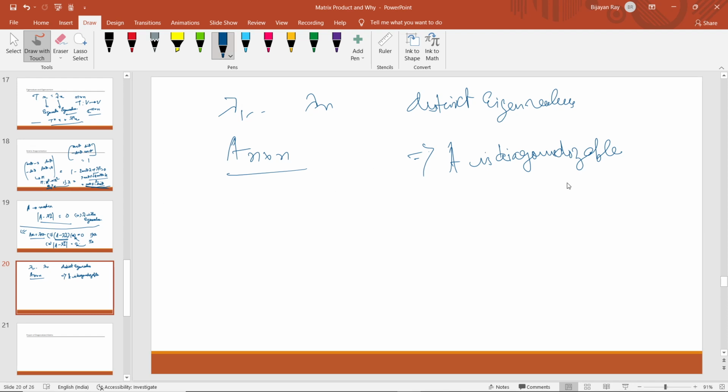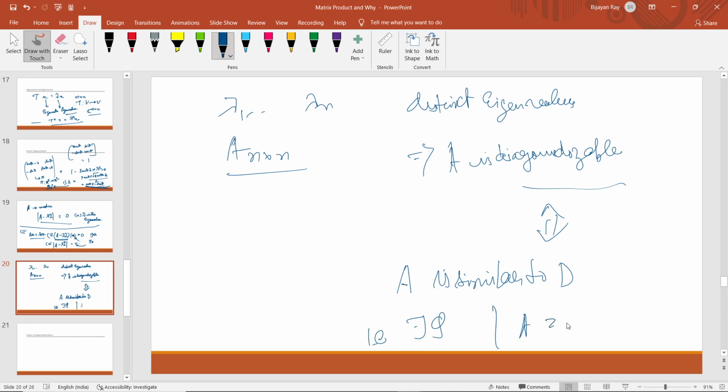A is diagonalizable, that is, A is similar to a diagonal matrix D. That is, there exists Q such that A equals Q inverse D Q. Okay, now this is a theorem.